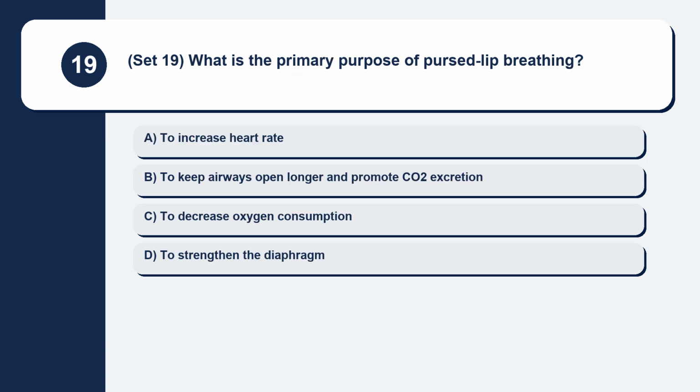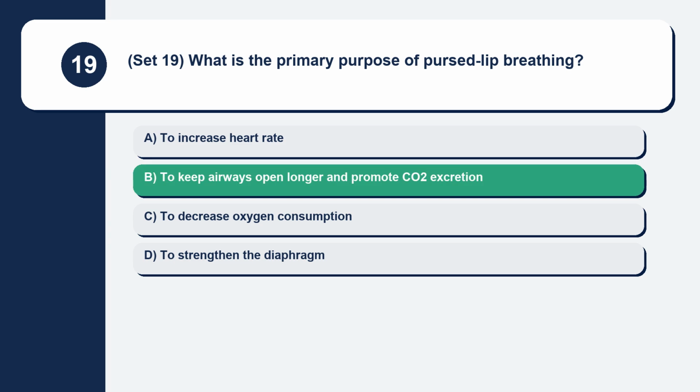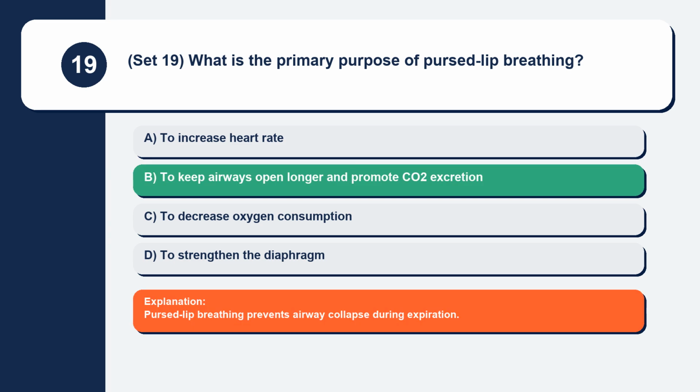Question 19, Set 19. What is the primary purpose of pursed lip breathing? To increase heart rate, to keep airways open longer and promote CO2 excretion, to decrease oxygen consumption, to strengthen the diaphragm. Pursed lip breathing prevents airway collapse during expiration.